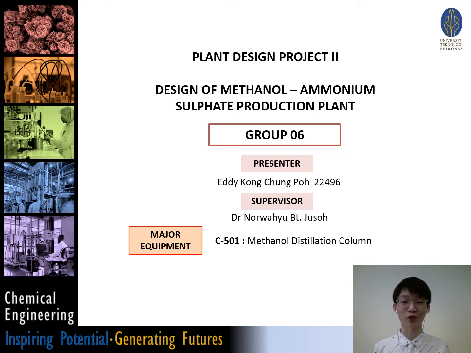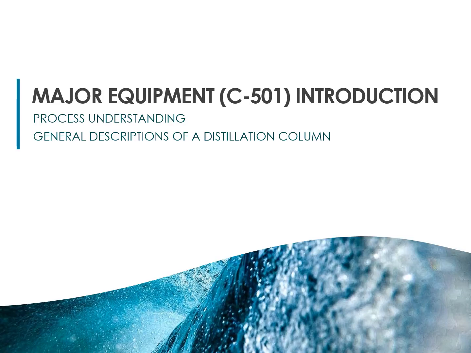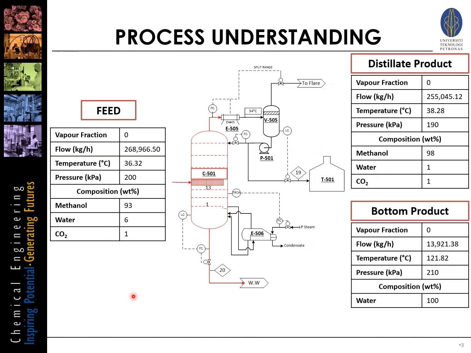So today I'm going to talk about how I design my major equipment, which is the C501, the methanol distillation column. Without further ado, let us proceed with the introduction of the distillation column. Basically, here I'm going to help you understand how the C501 works. Here I present to you the distillation column with the tag number C501.